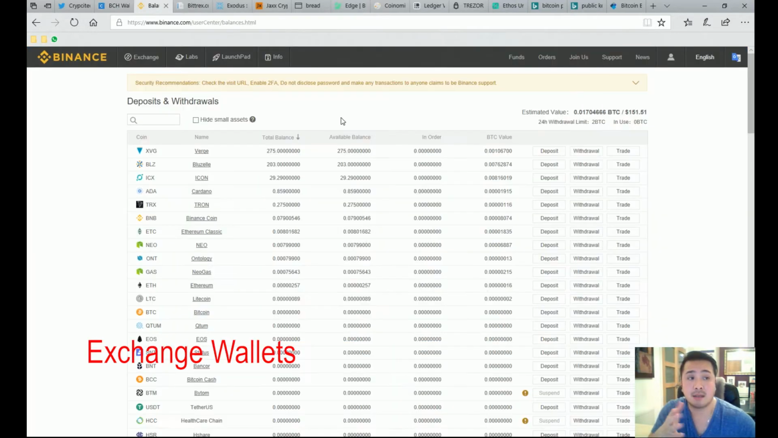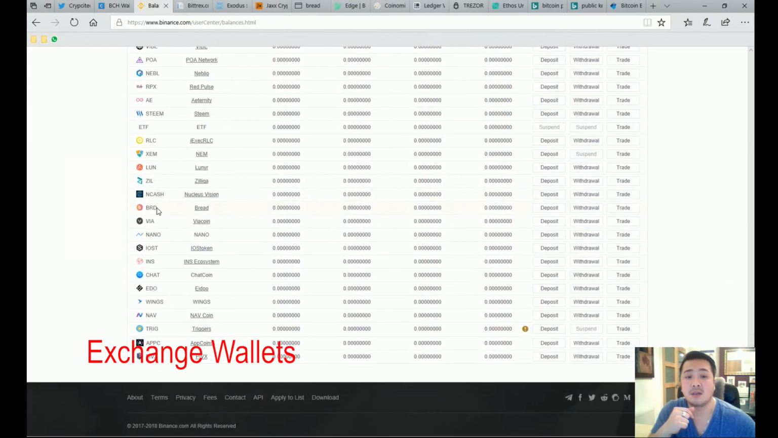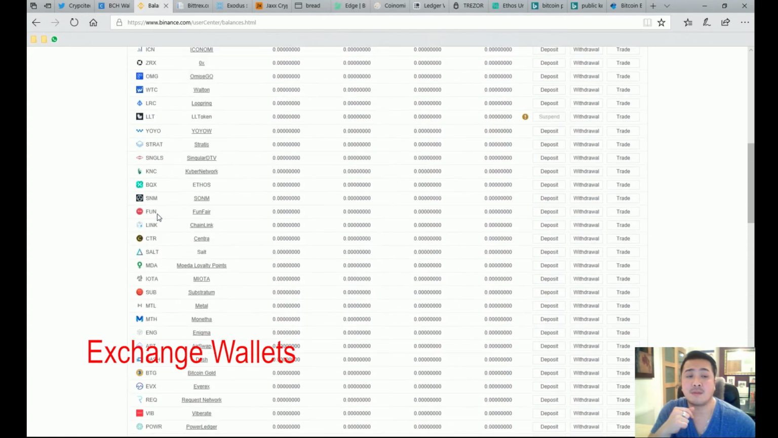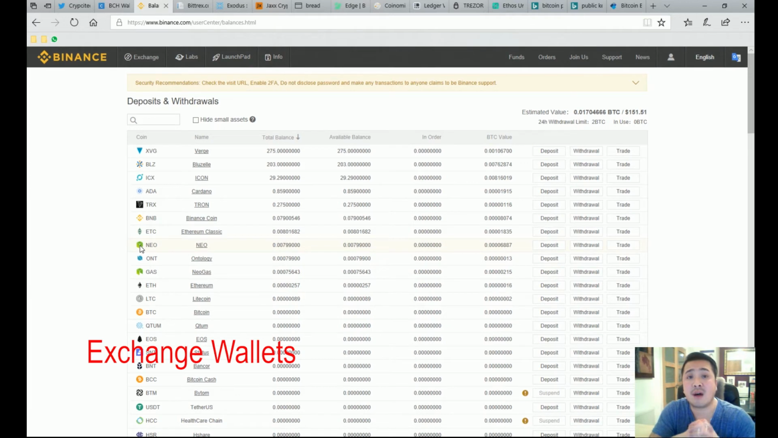For example, this is my Binance account. As you can see, these are all the assets that you can keep on Binance themselves. All the different various types of cryptocurrencies that you keep on their wallets. And like I said, these exchanges keep your private key. So you don't have access to your private key, although you can send and receive using their platform.